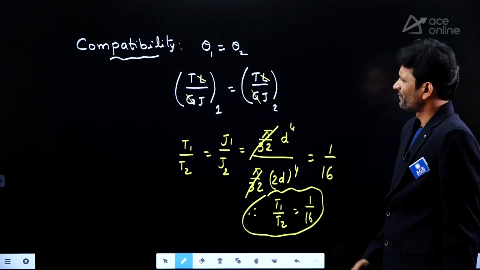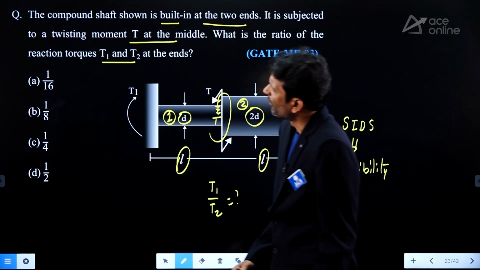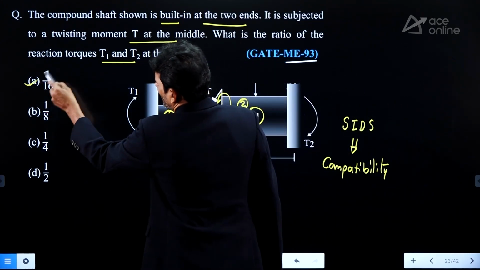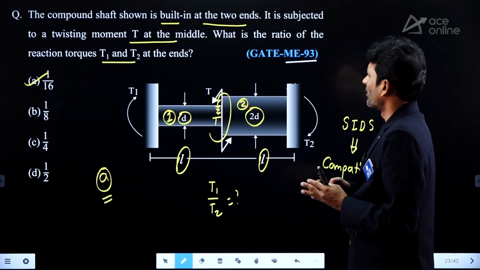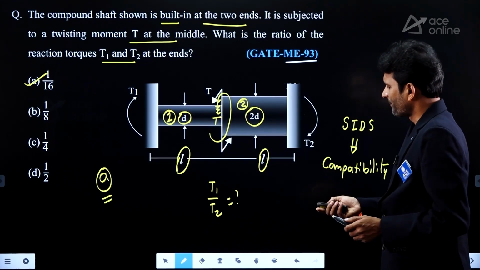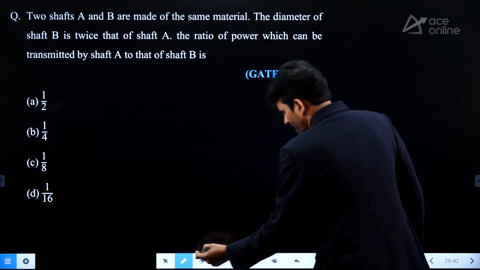Verify the options. Again, it is a straightforward question. 1 by 16 we are observing at option A. Option A is correct for this problem. Hope you understand this question, right? Let's move on to the next question.